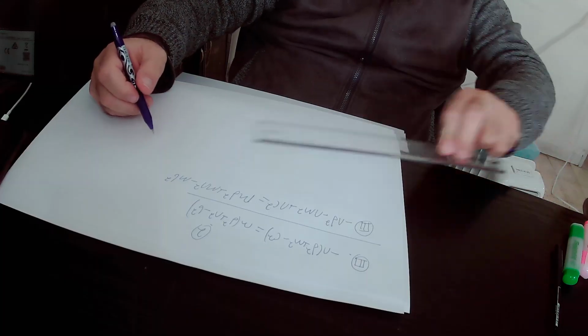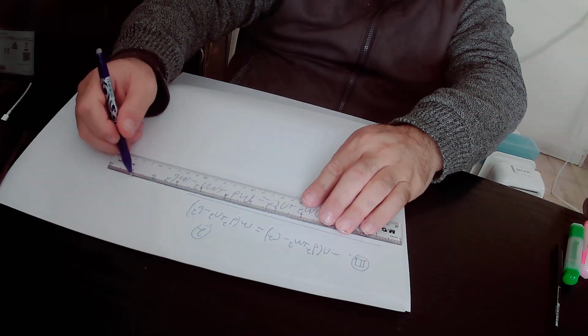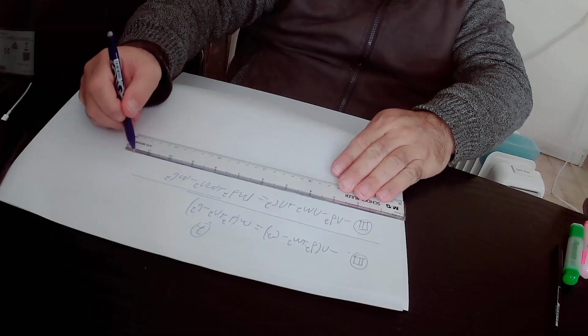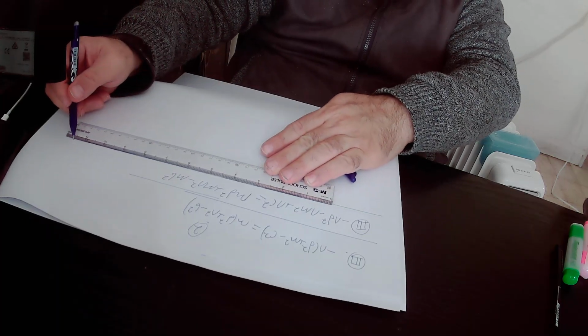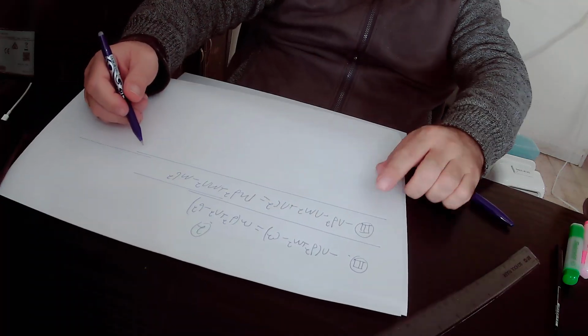So in the next step, we will add to this equation number 3, nd squared.